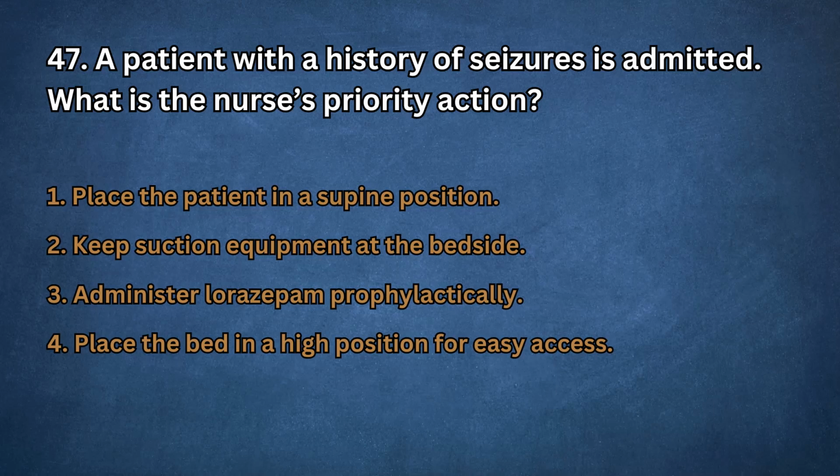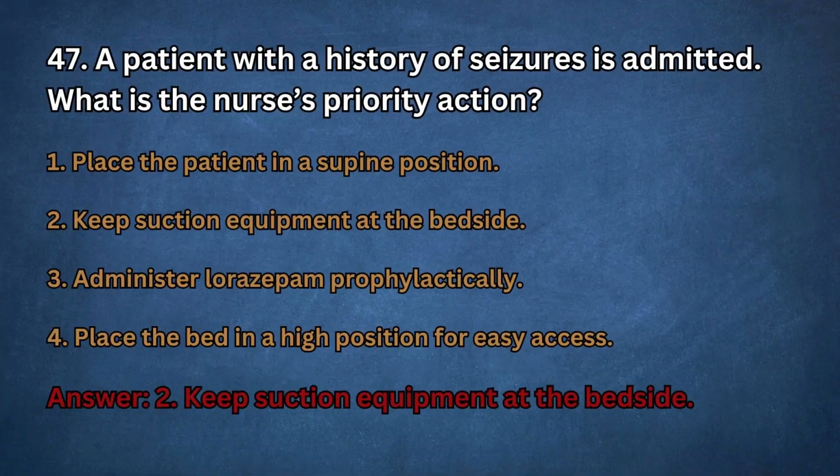47. A patient with a history of seizures is admitted. What is the nurse's priority action? 1. Place the patient in a supine position. 2. Keep suction equipment at the bedside. 3. Administer lorazepam prophylactically. 4. Place the bed in a high position for easy access. Answer 2. Keep suction equipment at the bedside.